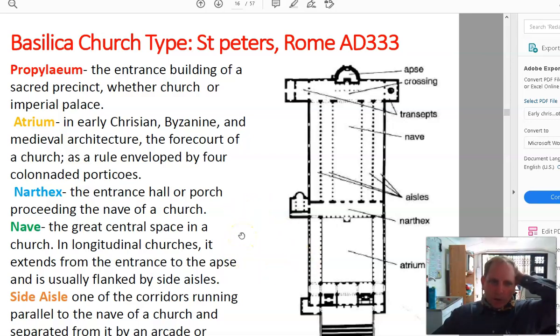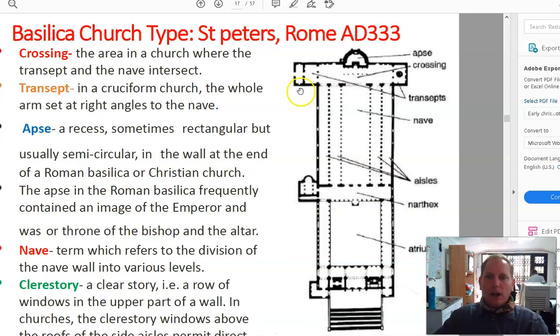Right, here's some interesting words. Populaeum. I don't even know what that is. What's a populaeum? The entrance building of a sacred precinct with a church or imperial palace. So there would be somewhere down here. Atrium, here's your atrium. Your narthex is the area there, basically the entrance, the foyer of the church. The nave, as we know, is in the middle, aisles down the side. Crossing across there, apse at the back. And then we talked about the clerestory windows.